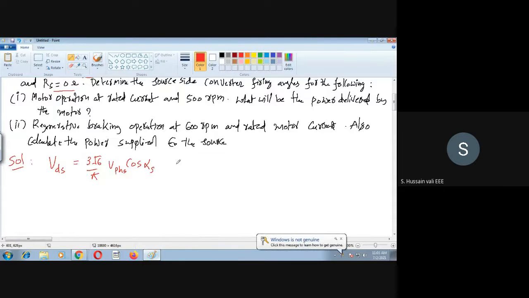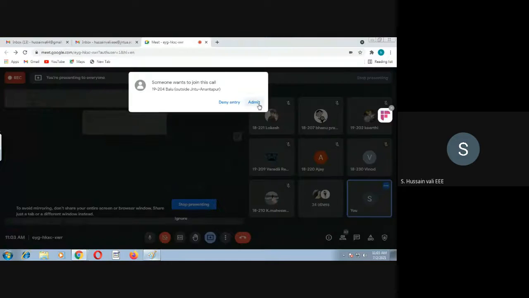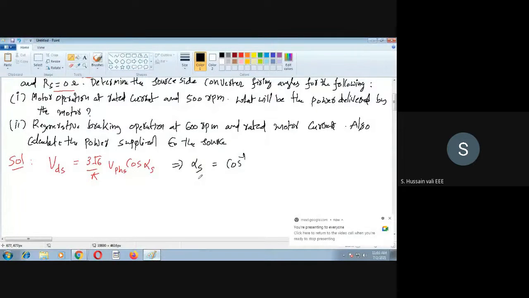So in this equation, what we require here is to find out alpha s. So from this equation, I will write one thing. What is alpha s? Alpha s is equal to cos inverse of VDS into pi, whole divided by 3 root 6 into V phase s. So this is the formula you will get from this.